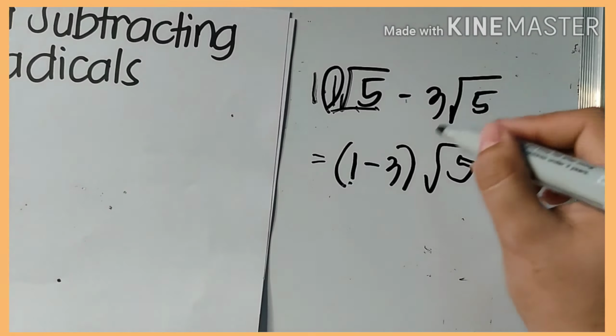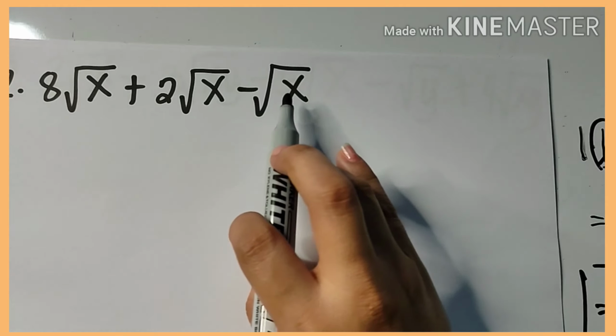So let's go to another example. We have here 8 square root of x plus 2 square root of x minus x.